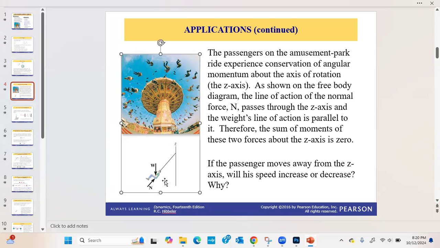And if we look at these forces down here at the bottom, we can see that the weight of the passenger is parallel to the z-axis. And the normal force on the seat of the ride back towards the passenger goes up through the z-axis. So neither one has a moment arm that would cause a moment about z. And that's kind of an interesting little feature. And so summing these moments about the z-axis would be zero. And yet the whole ride is spinning about the z-axis. So it's a little different there.